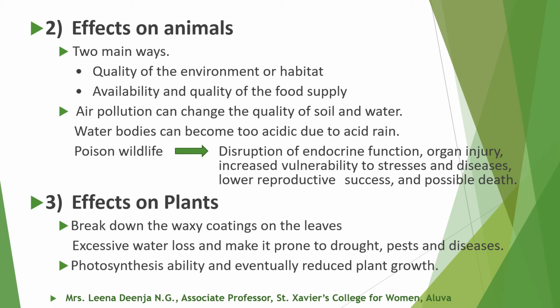Air pollutants can poison wildlife through the disruption of endocrine function, organ injury, increased vulnerability to stresses and diseases, lower reproductive success, and possible death. Third one, effects on plants. Some gaseous pollutants break down the waxy coatings on the leaves and result in excessive water loss and make it prone to drought, pests, and diseases. Solid pollutants sediment onto the leaves, reducing its photosynthesis ability and eventually reduce plant growth.